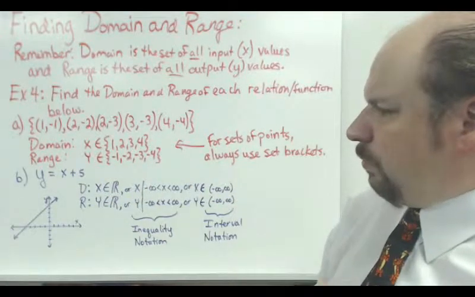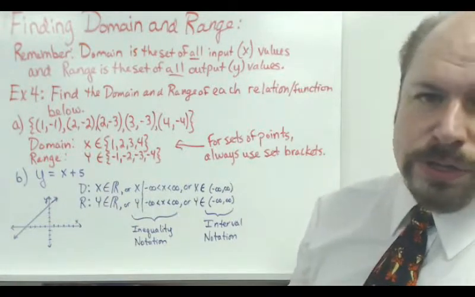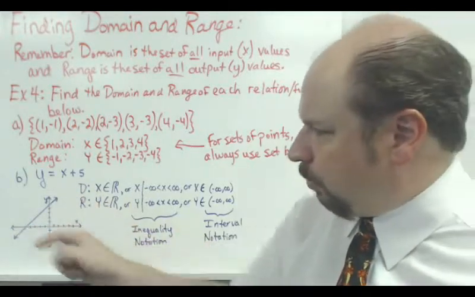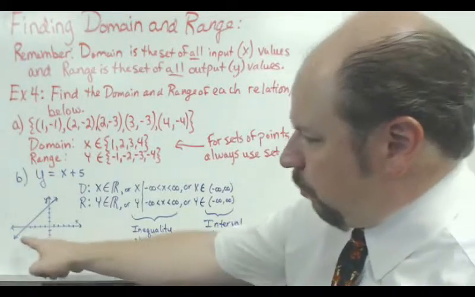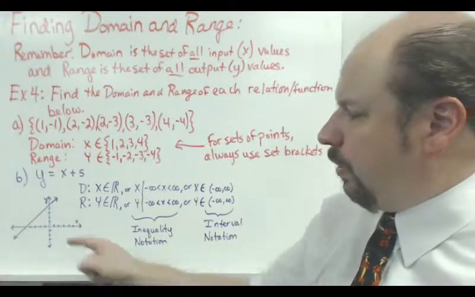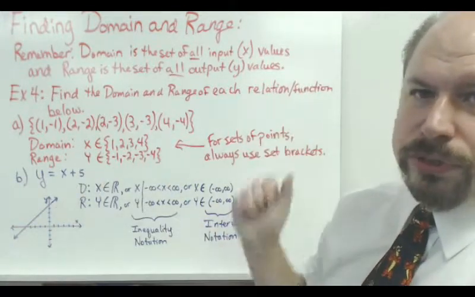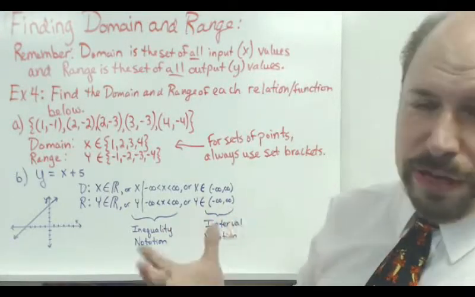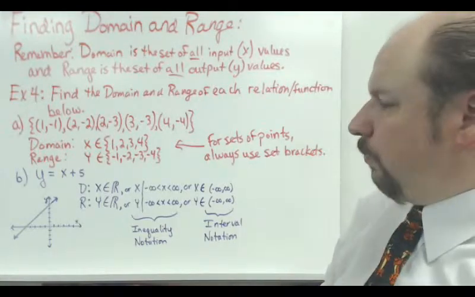Okay, next example. y is equal to x plus 5. So maybe it might help to graph that. So I've made a graph of y equals x plus 5 here. And notice that we can continue on in that direction. And even though the graph stopped here, it can continue on in that direction. So for our domain, we can put in any value for x. There is nothing stopping us from putting in any value for x.